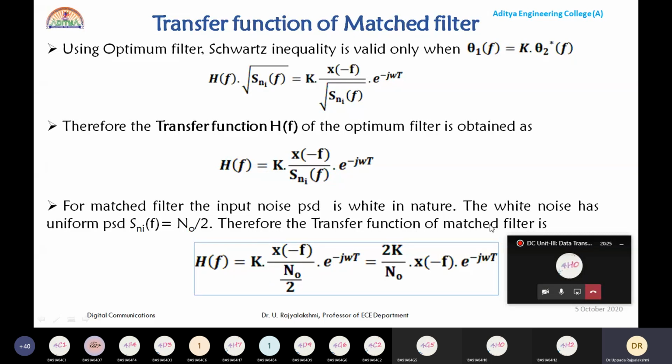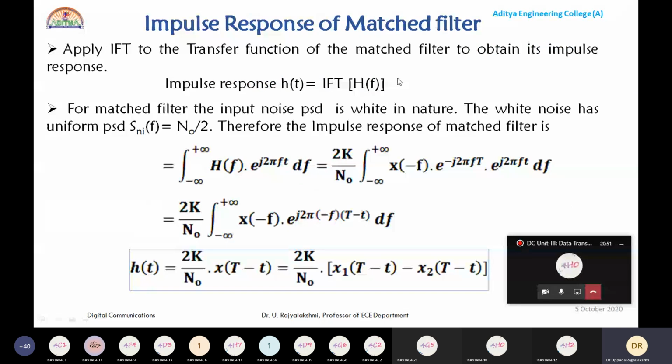Therefore, the transfer function of the matched filter will be 2k by N0 into X of minus f into e power minus j omega T. The input noise for the matched filter has a uniform distribution, so we called it white in nature. Now, we use this expression to calculate the impulse response of the matched filter.